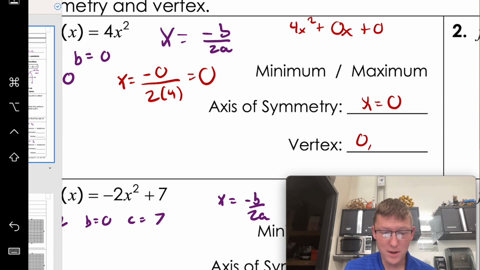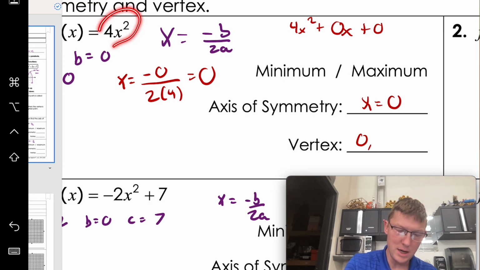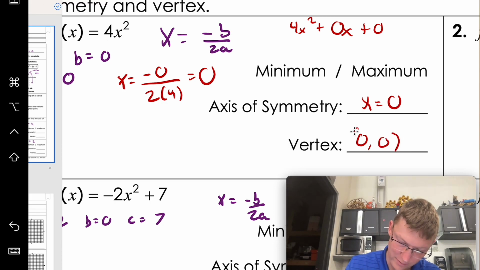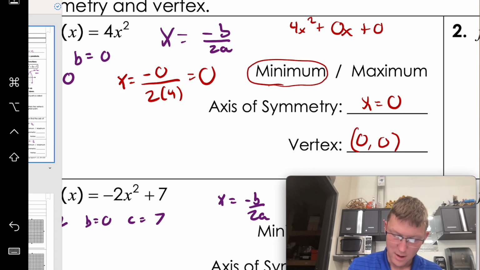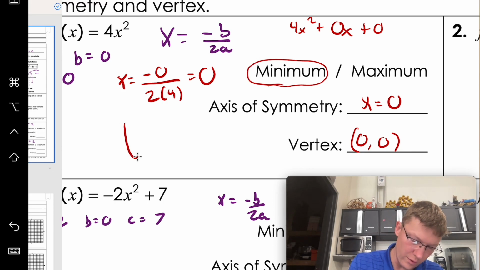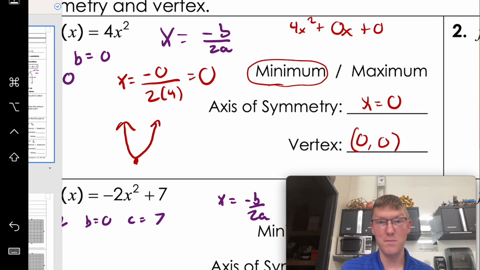And then for our y value, we're just going to plug 0 back into the equation. When we do that, we plug it into this equation right there. X equals 0. 4 times 0 is still 0. So our full vertex is going to be at (0, 0). And that is going to be a minimum because it's our normal parabola, because there's no negative sign right there. So that means that our vertex is going to be down here. So that is going to be our minimum.